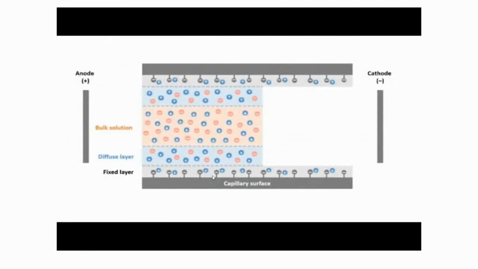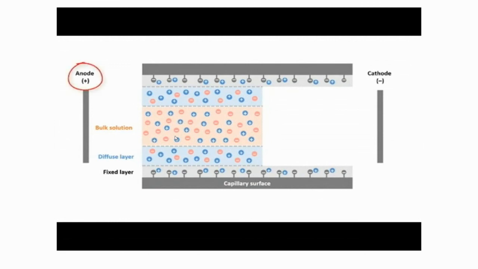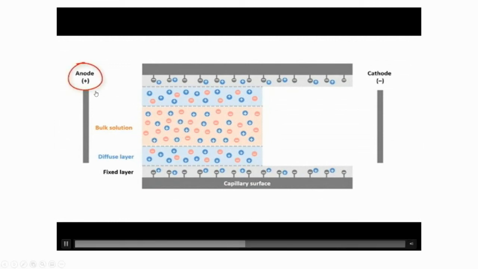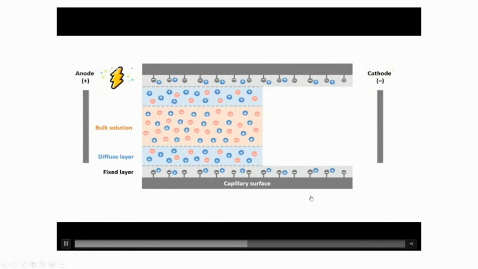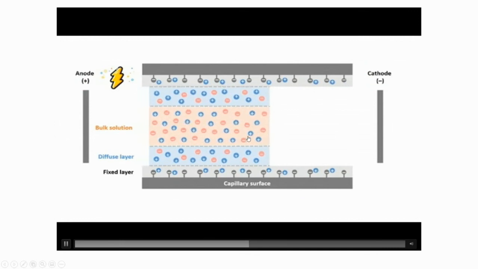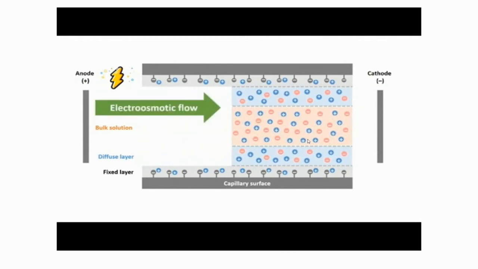Let's take a closer look at what will happen when we apply a voltage across the capillary. On one end, we have the anode, which is positively charged. On the other end, we have the cathode, which is negatively charged. When the voltage is applied across the capillary, the cations in the diffuse layer will be attracted to the negatively charged cathode, dragging the bulk solution along with them. This is what we call the electroosmotic flow.